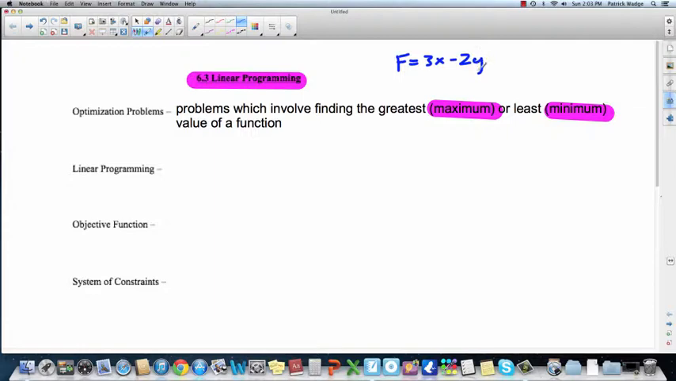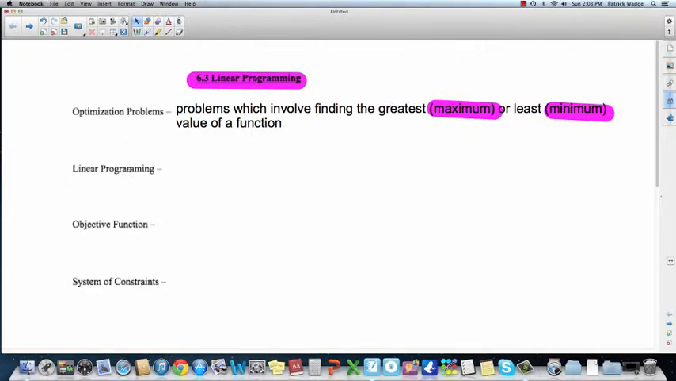Why would you make the y really, really small? Because you are taking away this amount. You don't want to take away very much. That would give you the maximum amount. If you want to get the minimum amount, do the opposite. Make x really, really small and make y really, really big. Okay, so that gives you a sense of what we're doing with optimization problems.